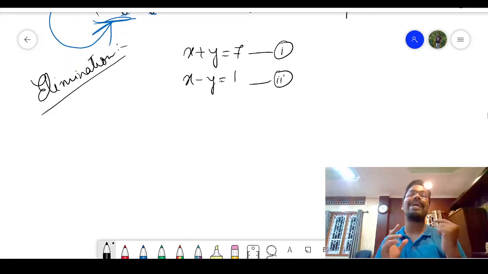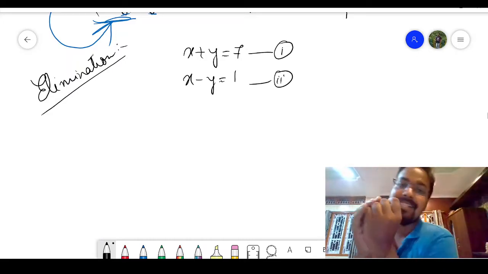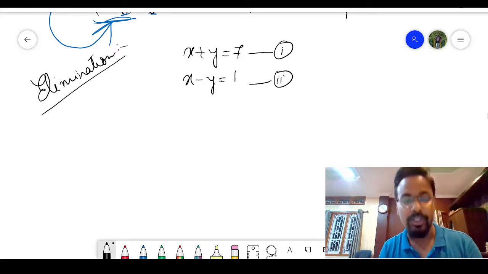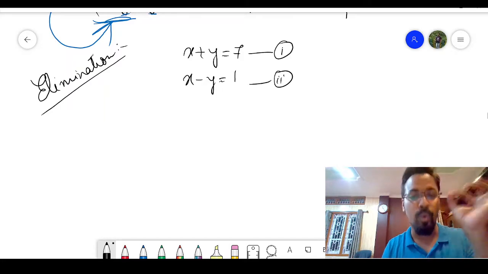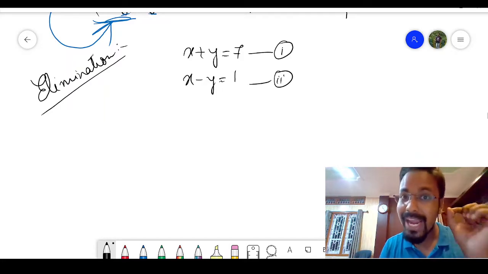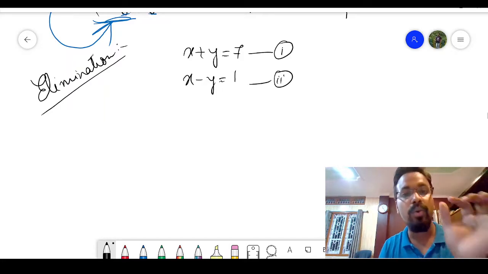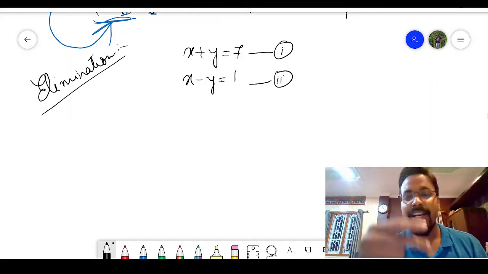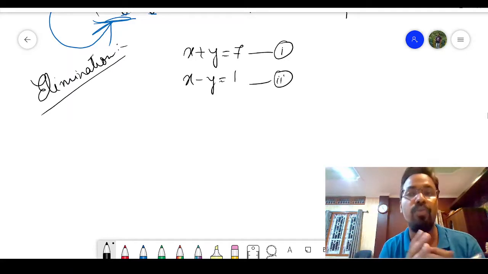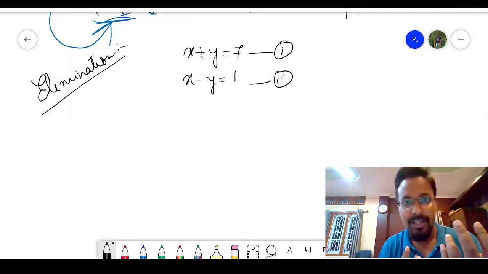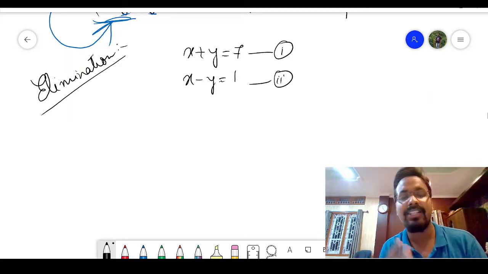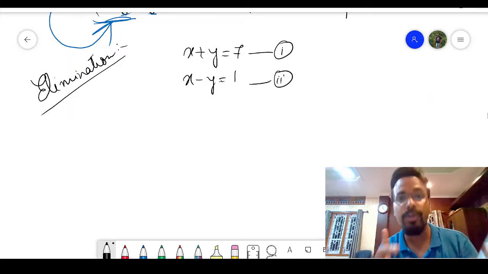Now we are going to eliminate something. What is that something? We are going to eliminate one of the variables. How do we do this? We are going to add equations 1 and 2. We need to do something so that we find two variables which are exactly the opposite of each other. Means if one is positive, the other must be negative, and they must have the same coefficient. What do I mean by this?